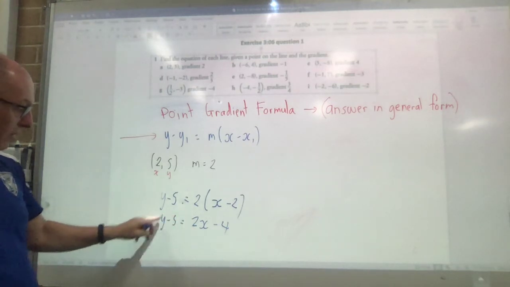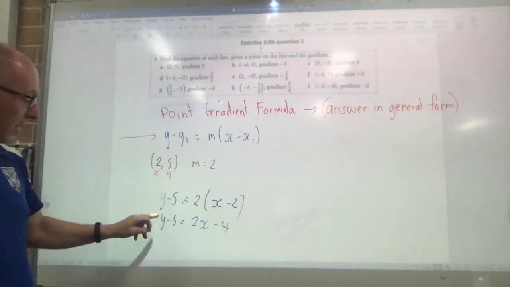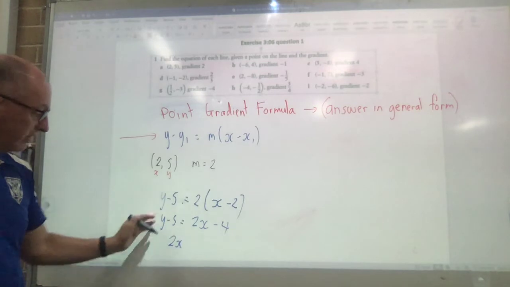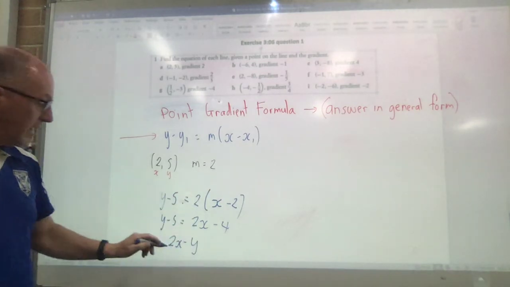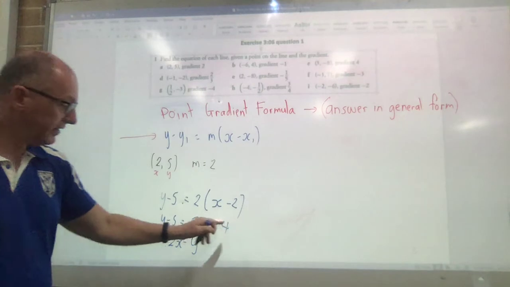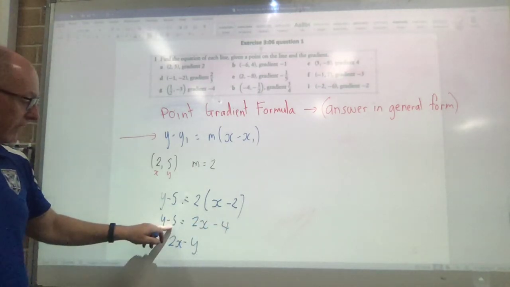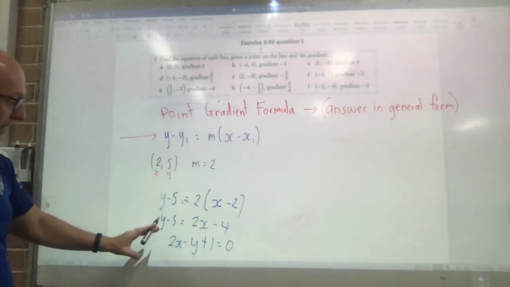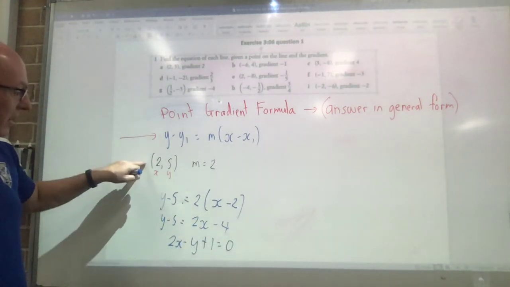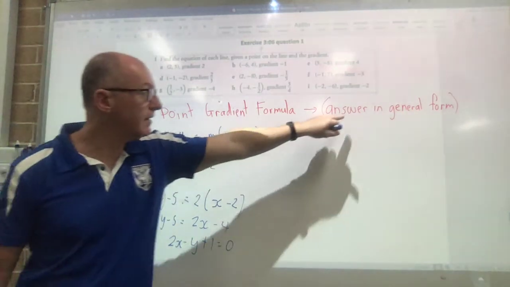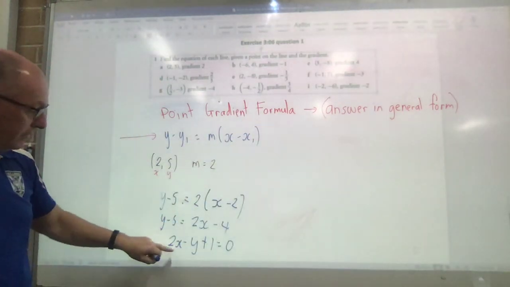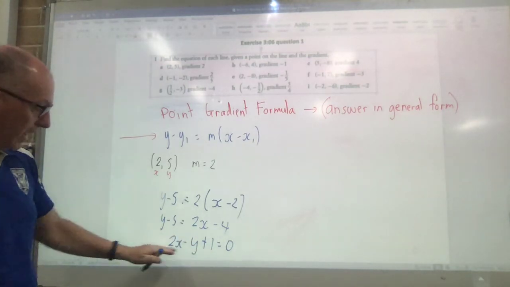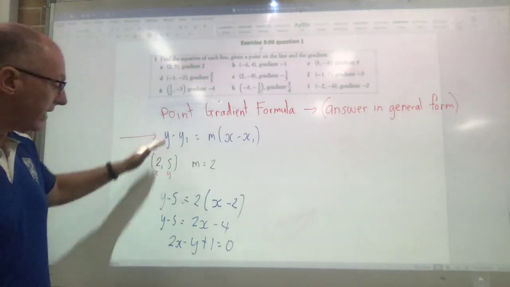All I've got to do is move the y across and the 5 across. I'll move the y across first, and I'll get 2x, because I'm moving across, minus y. And then I'm going to add the 5 across, so minus 4 plus 5 is 1, plus 1 equals 0. So there's our answer. That's the equation of this line in general form. The answer is in general form because x is first, y is second, the constant is third, and they're all whole numbers. I'll talk more about general form as I go along, but there's our first question.